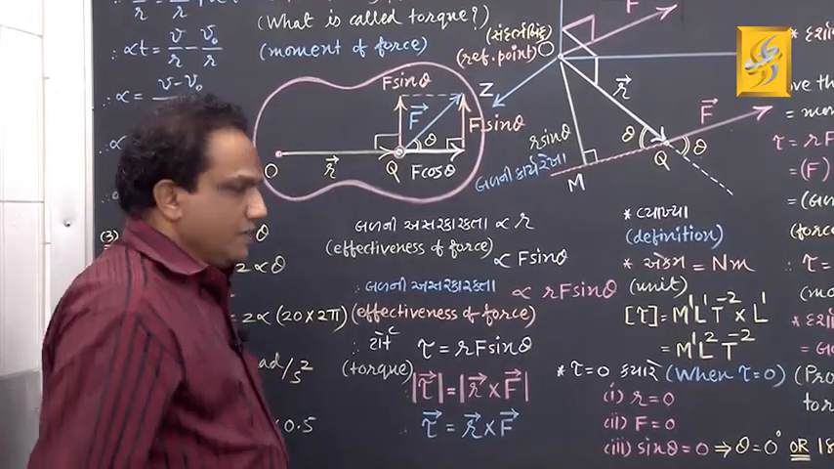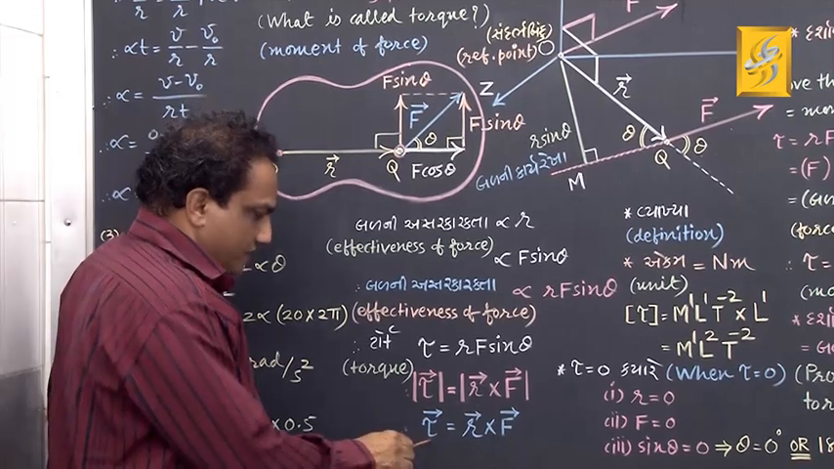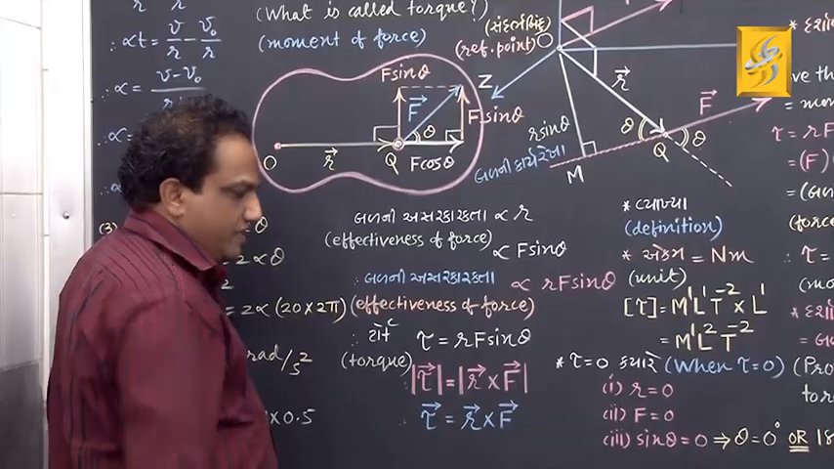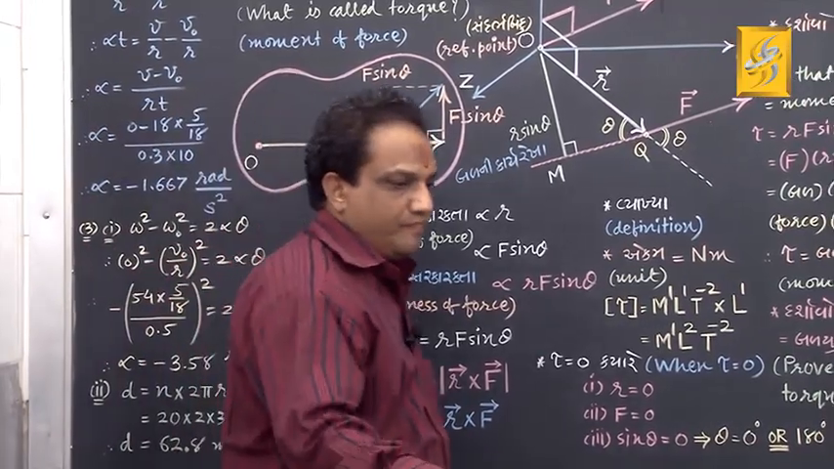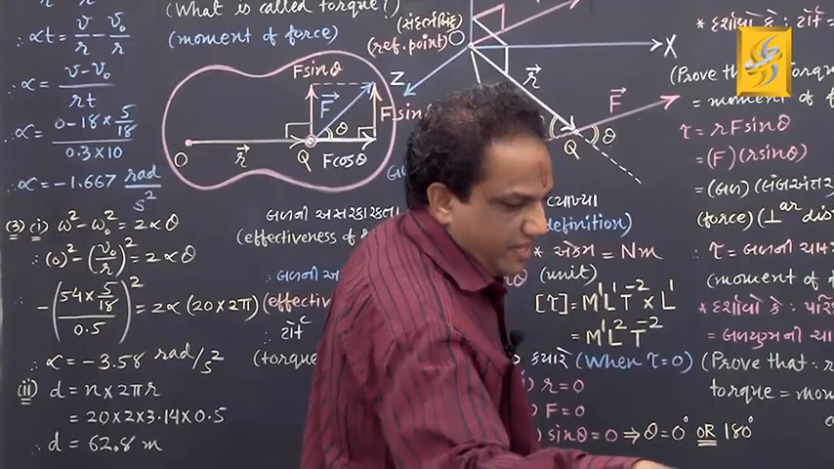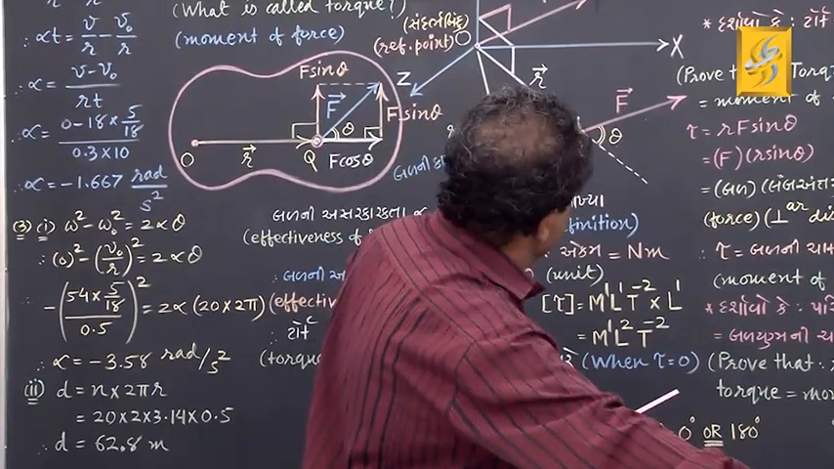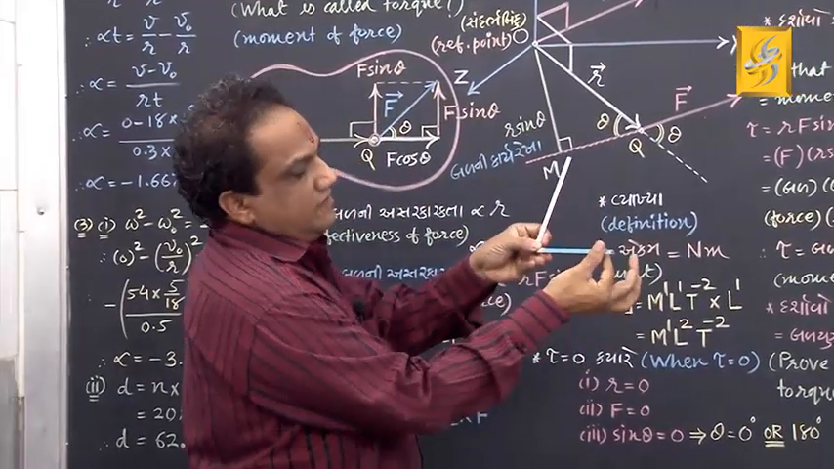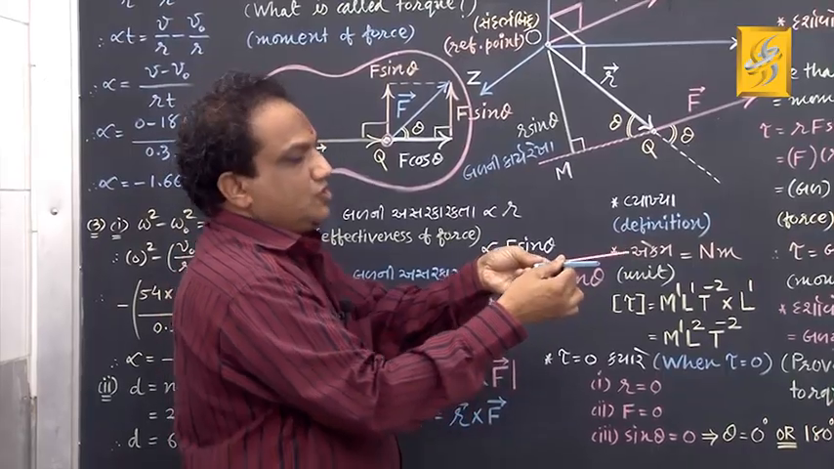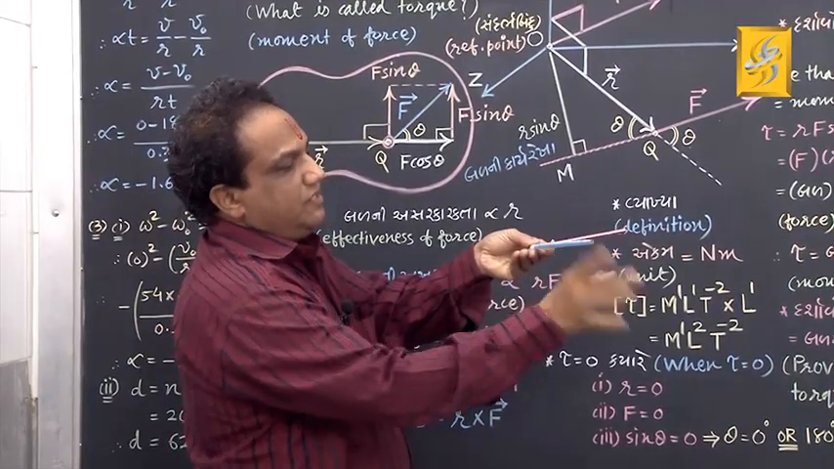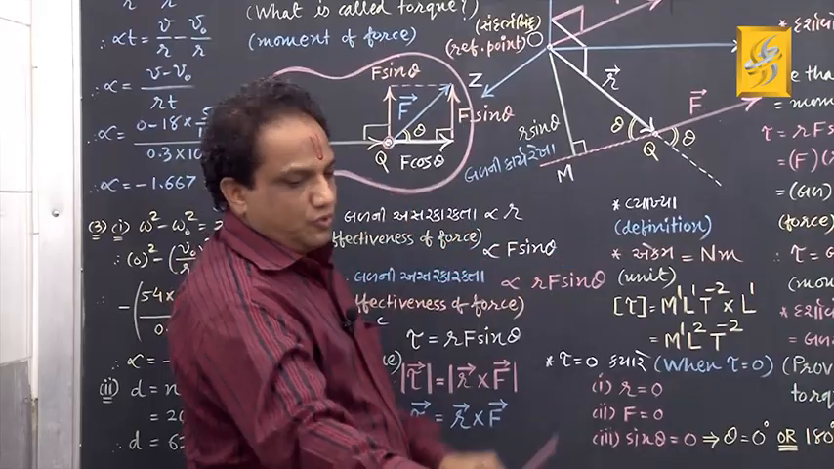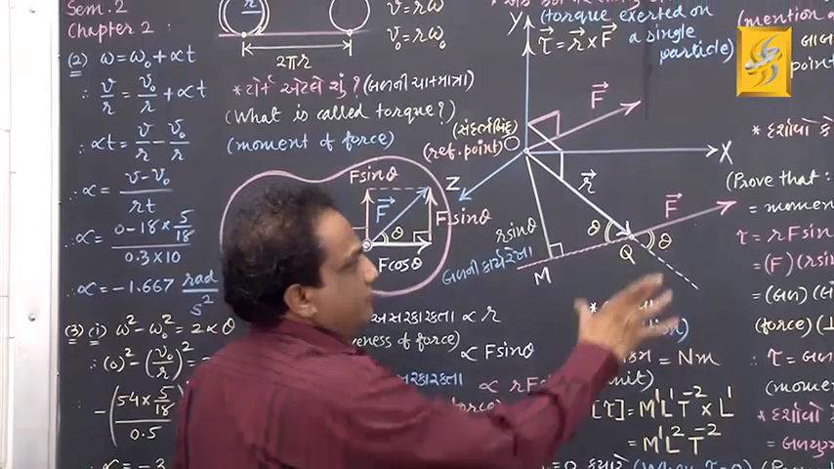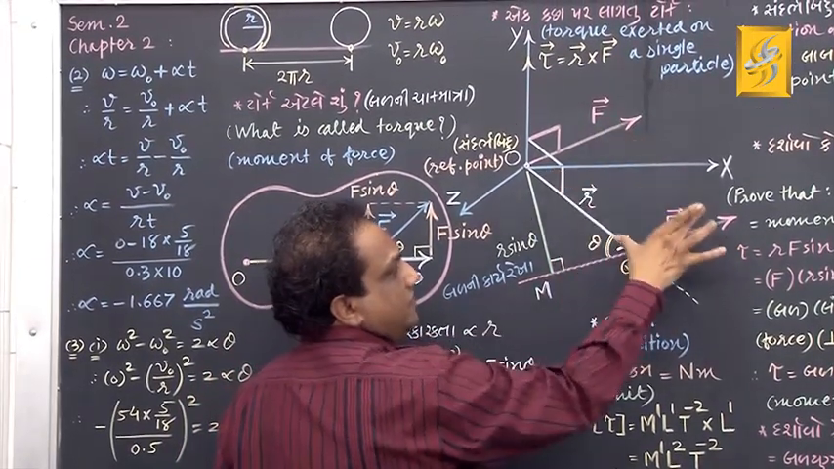Got it? Fine. Now let us find out the direction of vector tau. You should simply find out the direction of vector R cross vector F. Now tell me, take this as vector R, take this as vector F. So the situation is like this. This is vector R, this is vector F. Actually this is vector F, correct? But what I have done, I have shifted that vector from here to here, correct?